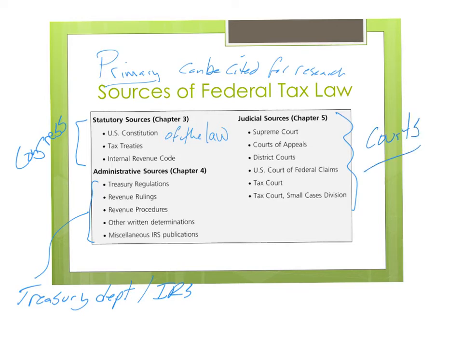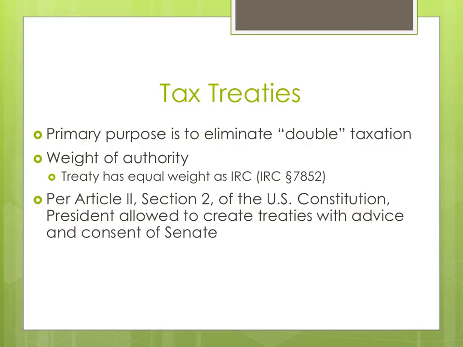I think of the three, probably the judicial sources are the most problematic for students, all right? So tax treaties, all right? Tax treaties are probably one of the least familiar sources of tax law to students. Their primary purpose is to eliminate double taxation. That's not double taxation like we would find from a corporate tax perspective. That's double taxation amongst countries.